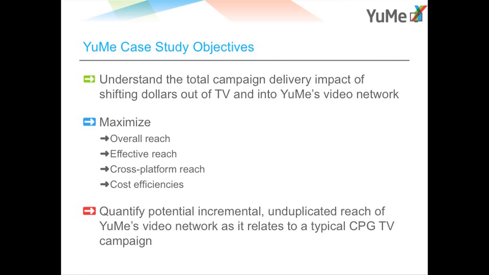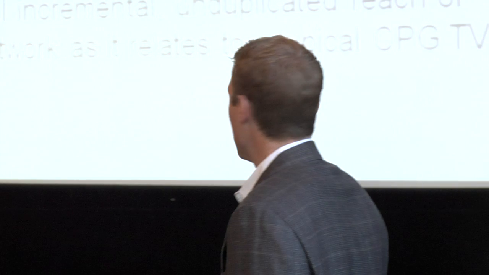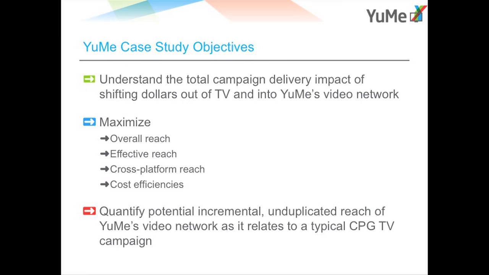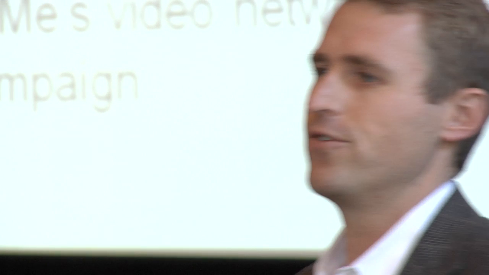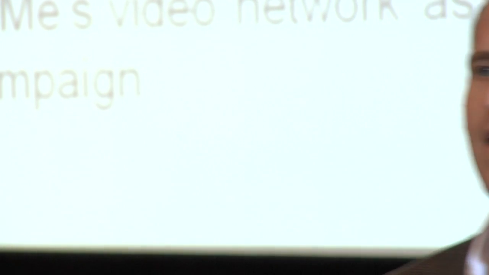And to do that, we had to have goals. Like, what do we want to maximize? What do we want that to accomplish for us? So we picked four things that we wanted to maximize. First, overall reach. If Mike's telling us that there's this percentage of the audience that's best addressed through online video, how big is that percentage? How do I get incremental reach out of this medium?